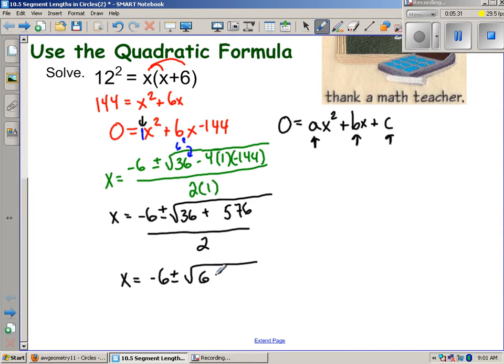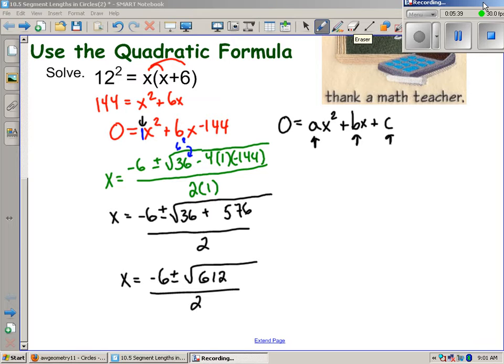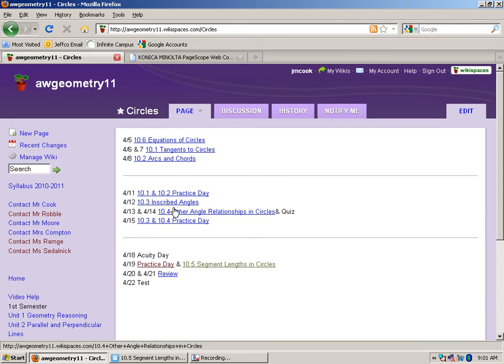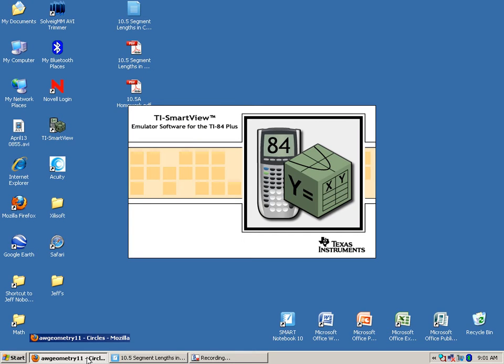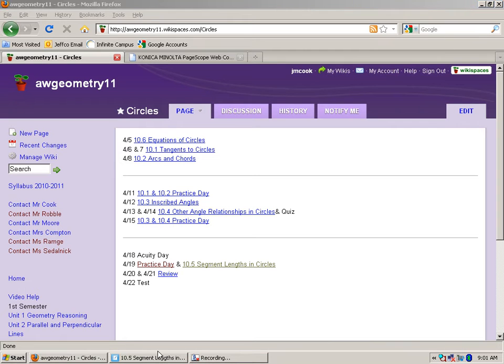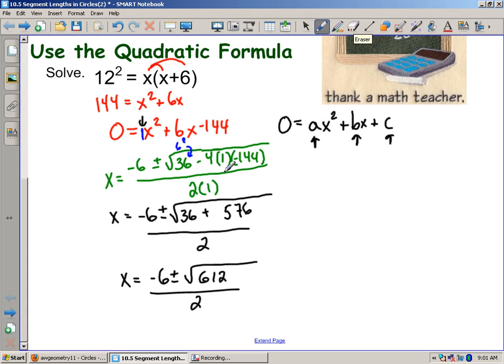612 underneath my square root, and I probably should get a calculator out to check this to make sure I'm doing it right, and then all of that will give me my two different answers. So let's get a calculator out. Find that, there we go. So when my calculator finishes opening up, we'll check our work, make sure we did it correctly.